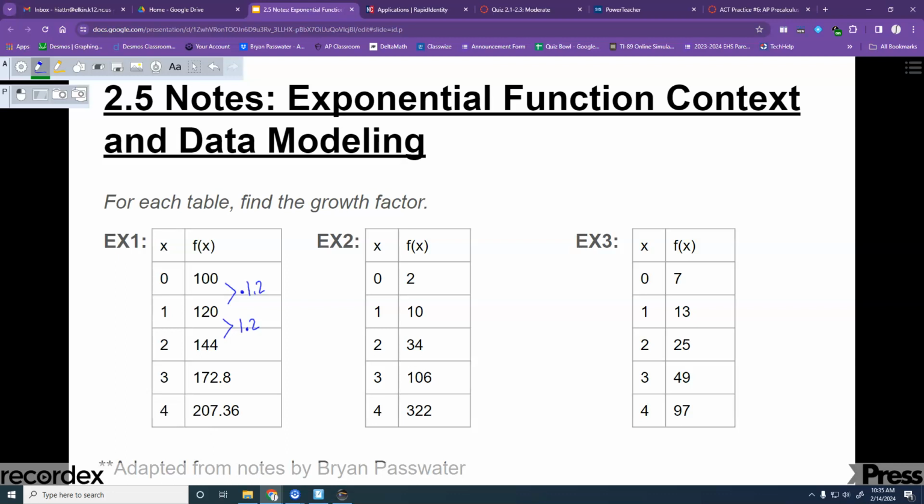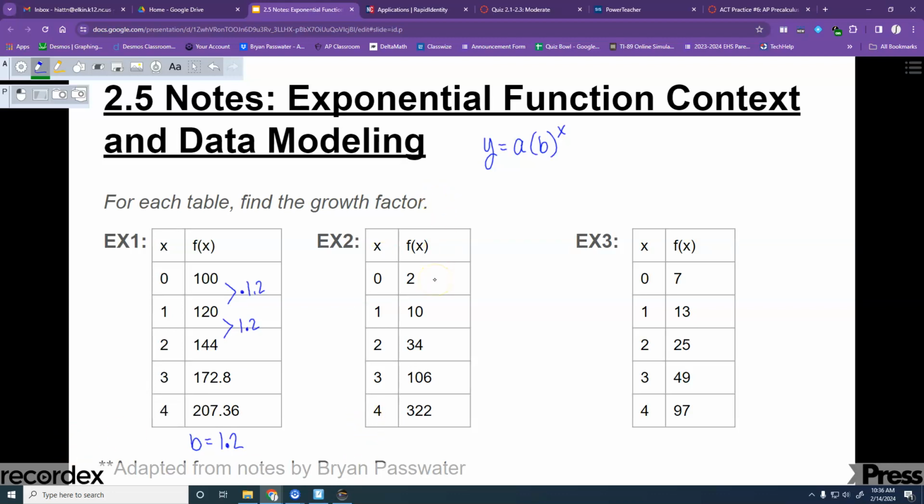So my growth factor, which typically we use a B for here, or it depends on whether they're giving you a sequence or a function. In this case, they've used the f of x, so we're going to assume they're using the function. We'll call it B is 1.2, like in the y equals a times b to the x equation. This would be our b value. If they were using sequence notation, we would call it r for our common ratio, right?